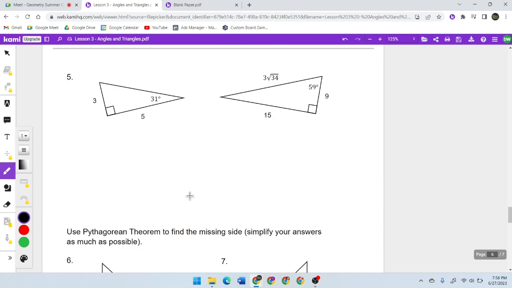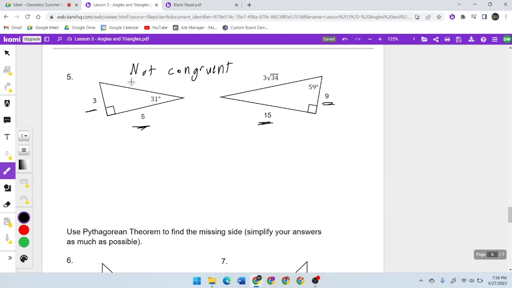Number 5. In number 5, I give you less information. I give you a couple side lengths. I give you some angles. Now, right away, you should say this is not congruent. How do I know? Immediately, this side length is different from that one. This one's different from that one. Immediately, I know they are not congruent. They can be similar, but they can't be congruent because the side lengths are different.